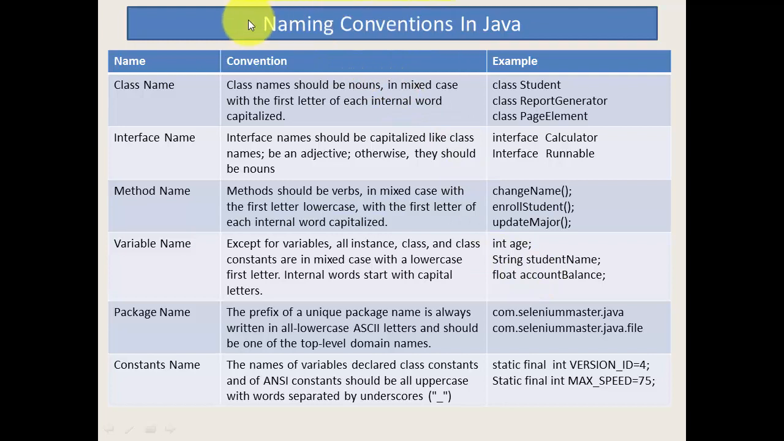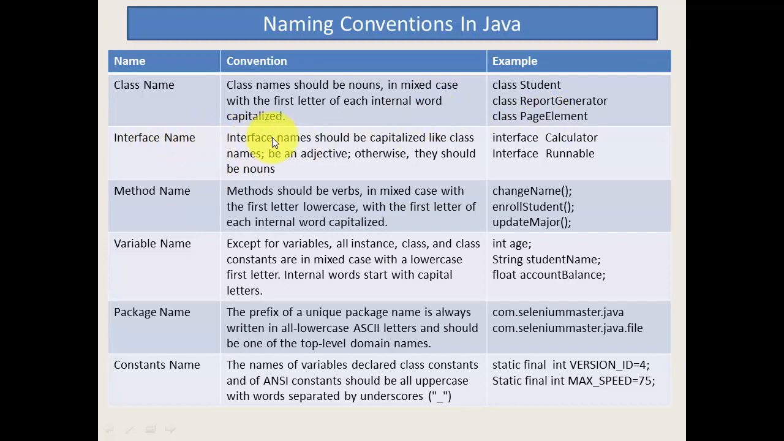Naming conventions in Java. When programming in Java, you need to follow the best practice in naming conventions. So, class name. Class names should be nouns in mixed case with the first letter of each internal word capitalized. In other words, we can call it camel case. Let's say class student. This is a noun. Class report generator. So R is capital. G is capital. Class page element.